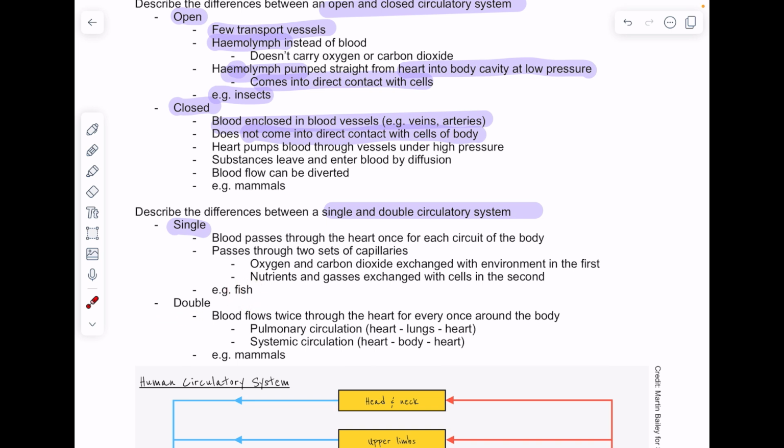Whereas the double circulatory system is characterized by the blood flowing twice through the heart for every one circuit around the body. Remember, we said it goes into the left atrium via the pulmonary vein, and into the right atrium via the vena cava. So you have two types of circulation in that double circulatory system. The pulmonary circulation, remember pulmonary refers to lungs, refers to blood going from the heart to the lungs and back to the heart. Whereas the systemic circulation takes that blood from the heart all around the body and then returns it to the heart, such as you find in mammals.